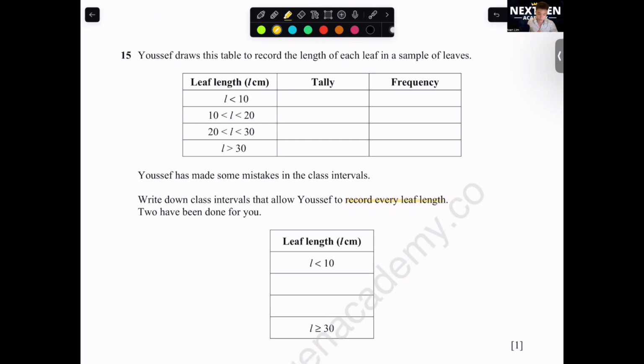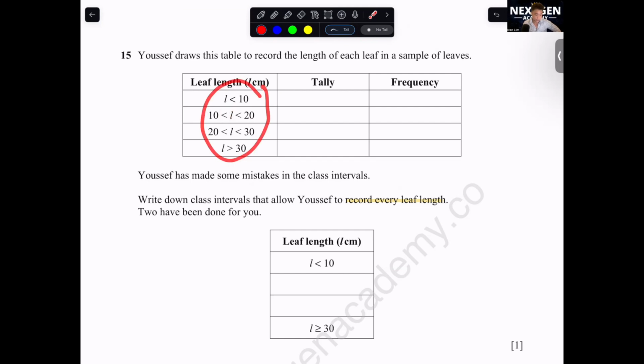When you draw the intervals, do you all see any error here? At first glance, it looks correct, right? Okay, what's wrong? L less than 10, L is in between 10 and 20, L is in between 20 and 30, L is more than 30. Very good, Harris.